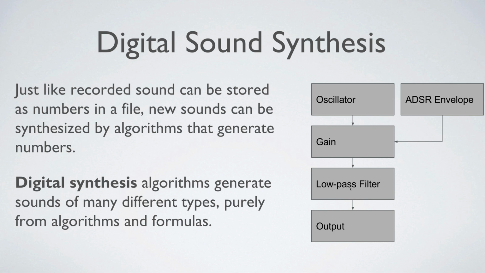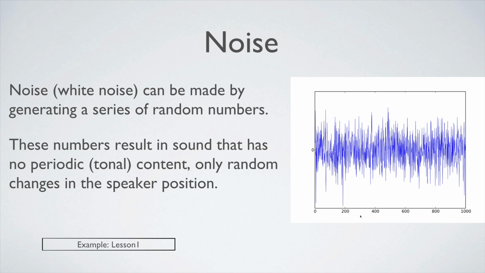Then we might have a low pass filter to change the characteristics of the sound. That lets low frequency sound past, but stops high frequency sound. And we're going to talk about different types of filters as well. And then it goes to the output.